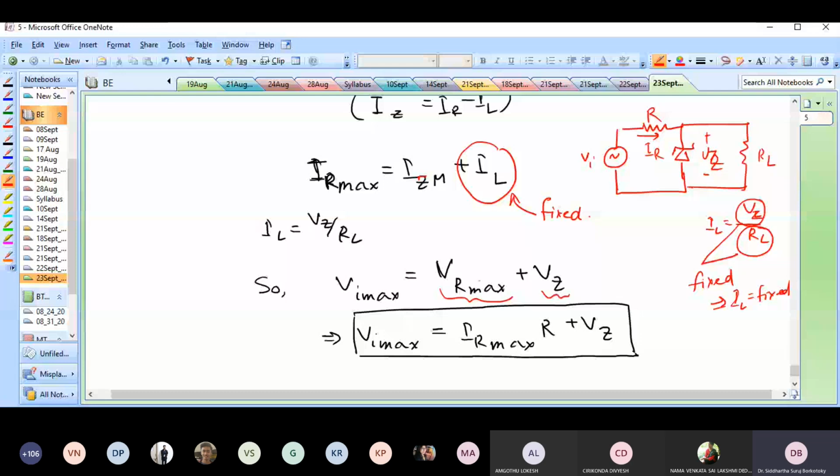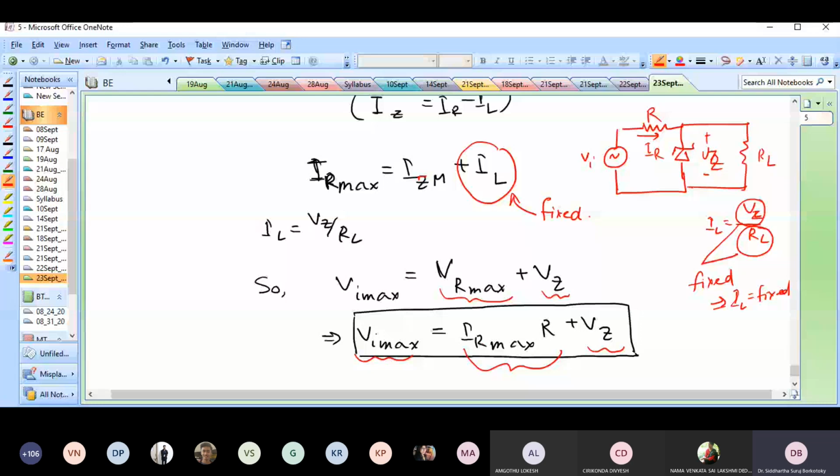So you have VI max equals VR max plus Vz. What is VR max? VR max is IR max times R, and Vz is Vz, nothing changes. So VI max is IR max times R plus Vz. This is the maximum value of voltage you can supply.